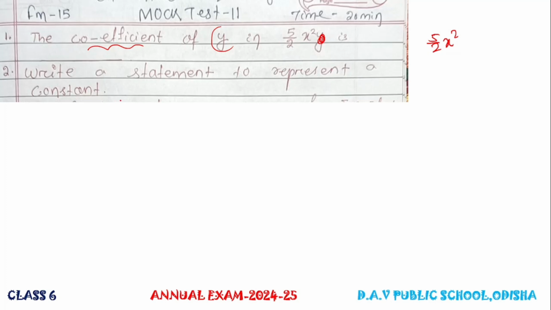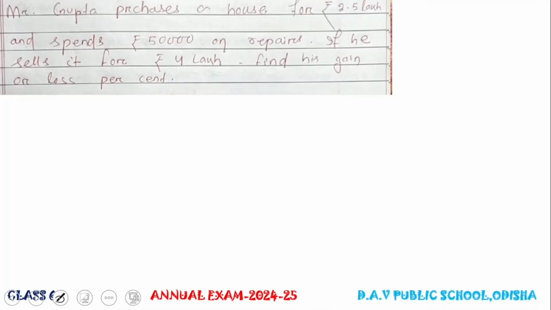Now write a statement to represent a constant. An example of a constant is the number of days in the month of January. Or you can write the number of centimeters in 1 meter. These are constants. Next question.